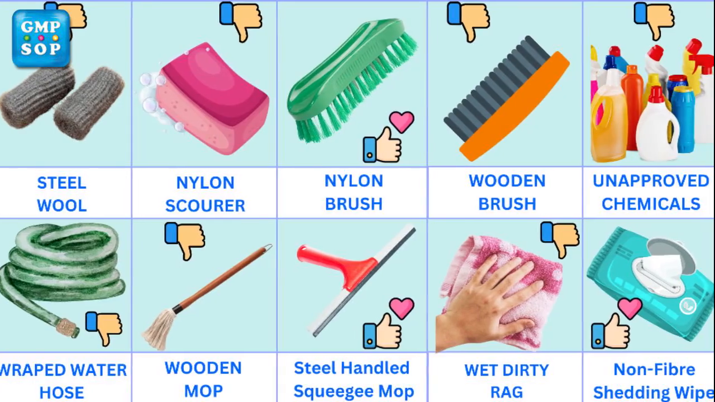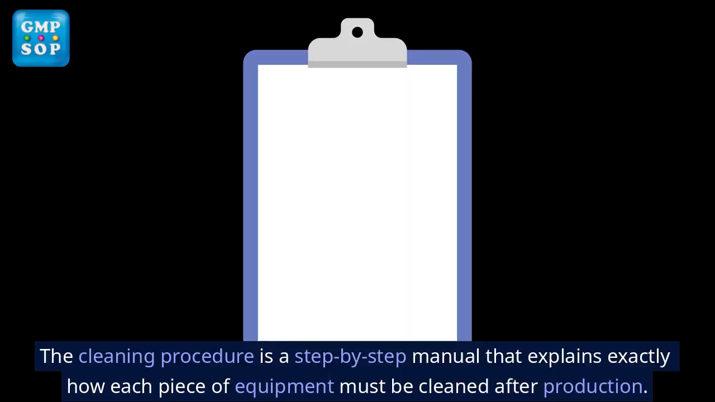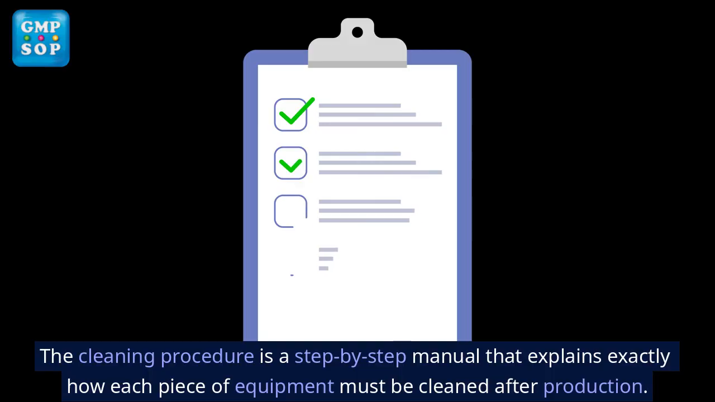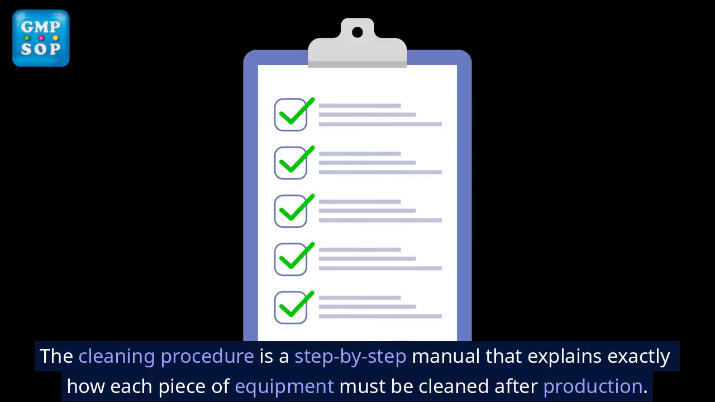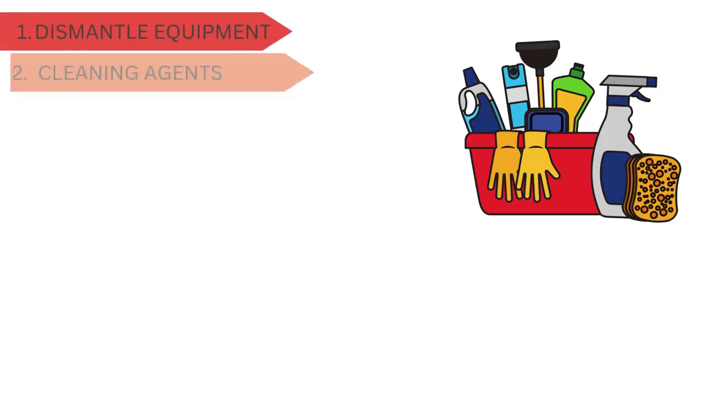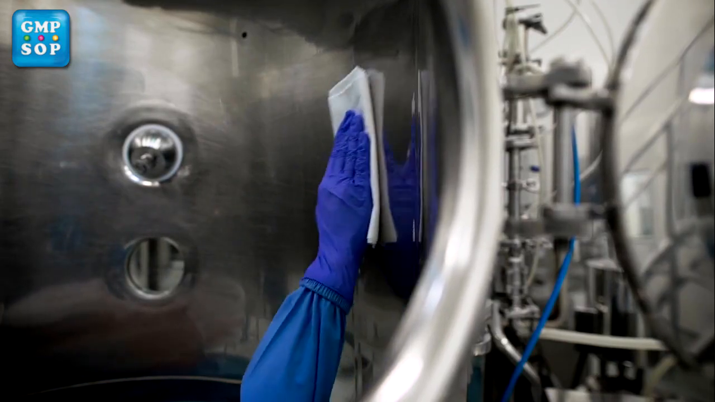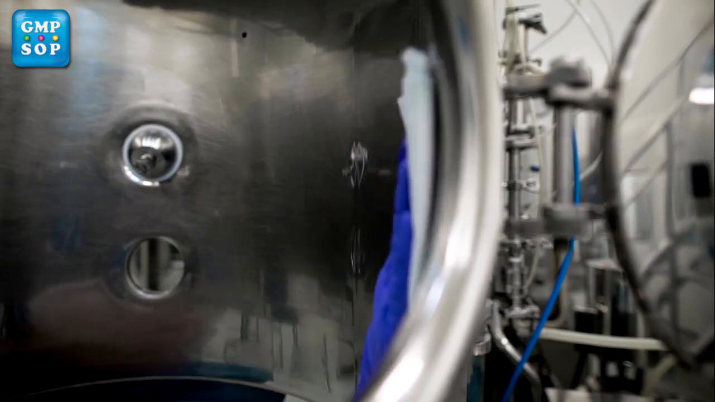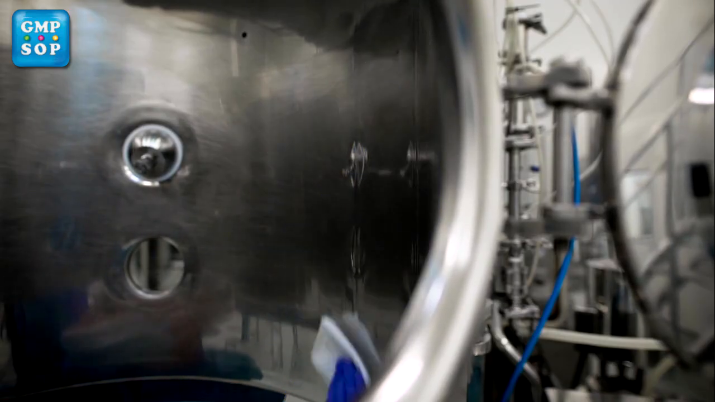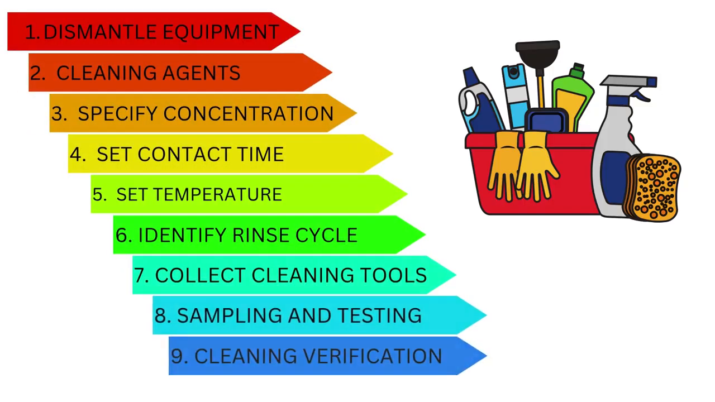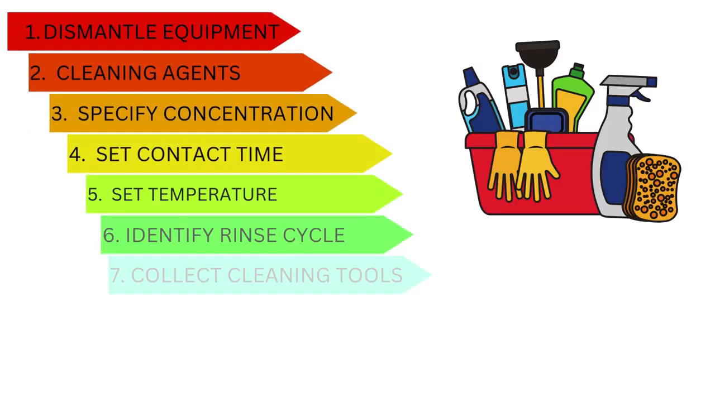Step 3. Select the cleaning procedure. The cleaning procedure is a step-by-step manual that explains exactly how each piece of equipment must be cleaned after production. Equipment cleaning involves dismantling, selecting appropriate cleaning agents, specifying concentrations, contact times, temperatures, and rinse cycles. It also outlines how to inspect equipment visually during cleaning and how to handle cleaning accessories, such as brushes or spray balls. Well-written, practical cleaning instructions reduce the risk of human error and ensure repeatable results.